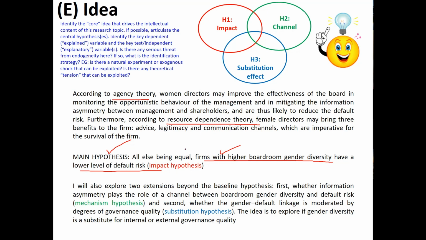What I brought here is the impact hypothesis: females on board and default risk. Then I discuss the mechanism, how the relationship will be negative. What happens in the boardroom such that female directors can reduce default risk? I brought in information asymmetry as a channel: if more females sit on the board, the information environment within the firm will improve, and in that way the default risk of the firm will reduce.